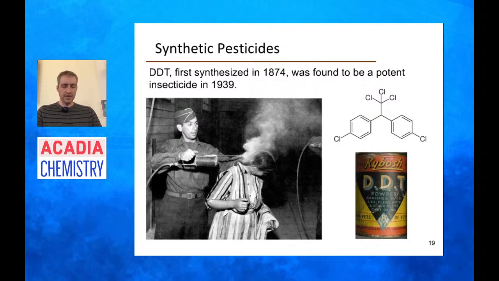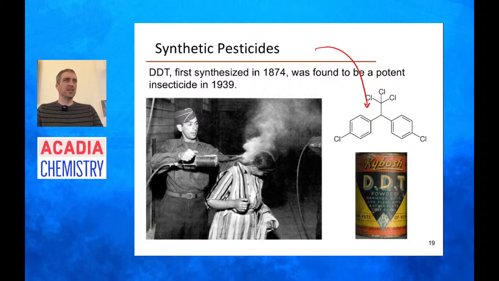DDT was first made in 1874 by organic chemists. They synthesized it in the lab. It's not a naturally occurring compound. And it has this structure with lots of carbons, hydrogens, and chlorines. And many chlorinated substances, and we've seen maybe a few examples already, tend to be very persistent in the environment.